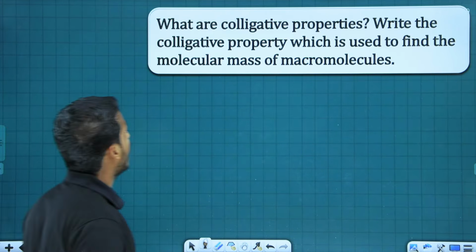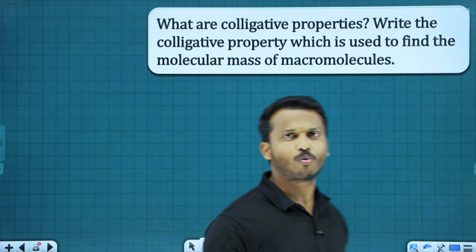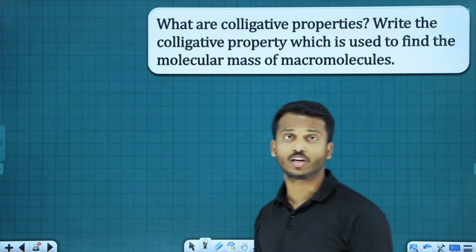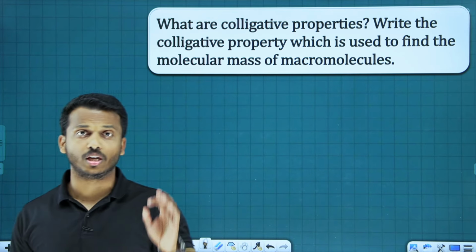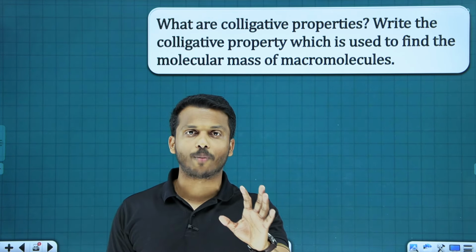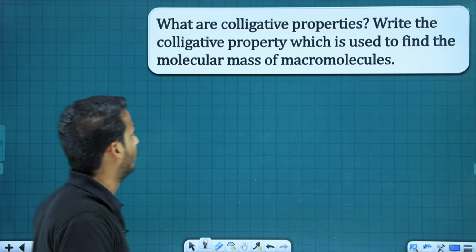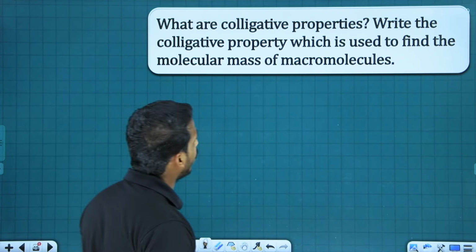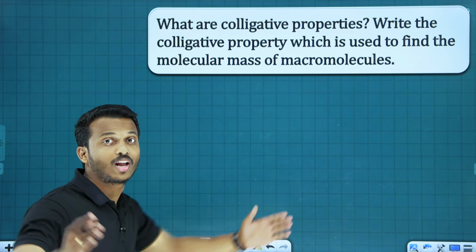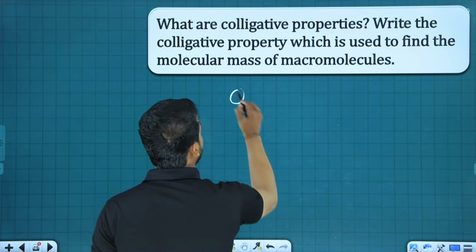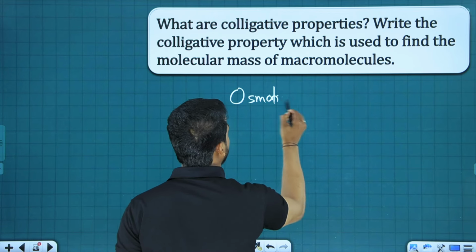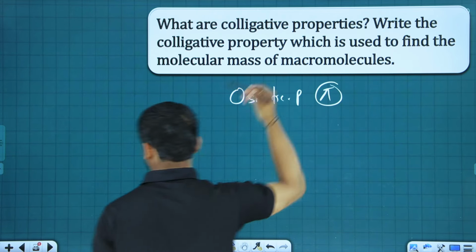Ready? What are colligative properties? Come on, my dear. What is the definition of colligative property? The property which depends on the number of solute particles, or the amount of solute particles, not on the nature of the particles. Write the colligative property which is used to find the molecular mass of macromolecules. Which one? Osmotic pressure. We use the symbol pi.